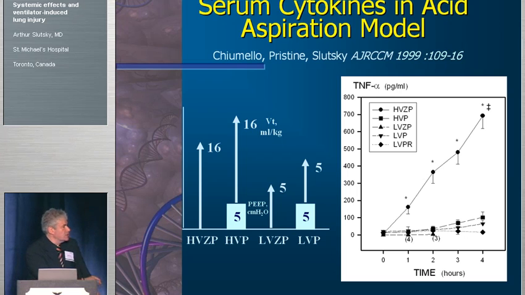The second message is that it's interesting that, if anything, the 16 ml per kilo with 5 of PEEP had a greater degree of overdistension, yet didn't have a marked increase in TNF. It's only the group with 0 PEEP. So again, there's lots of evidence suggesting that 0 PEEP is certainly detrimental in these animal models, and I'm sure in humans as well.